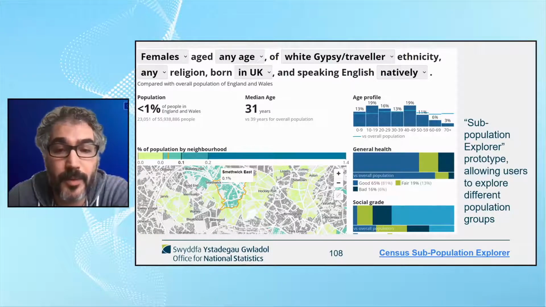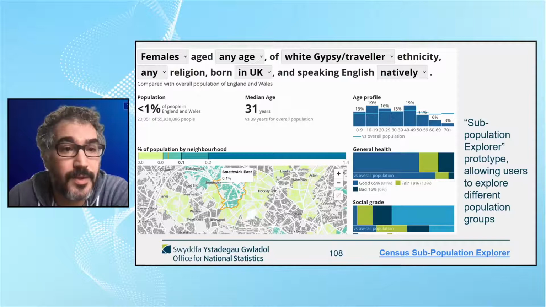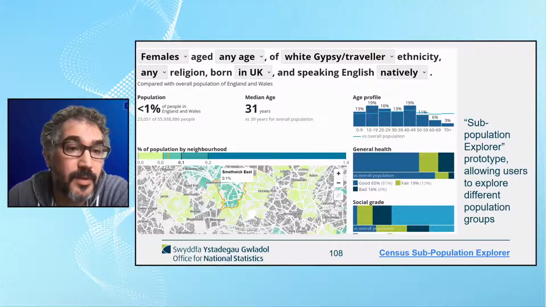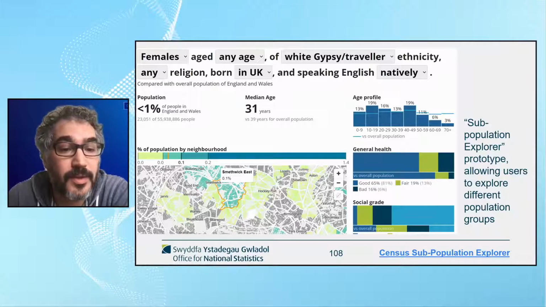Also, one thing we're being able to do for this census that we weren't able to do before is to cut data in different ways based on population groups. So you'd be able to choose things like sex or gender, ethnicity, age, religion, and things like this, and to be able to see profiles for different population groups relative to the population as a whole.